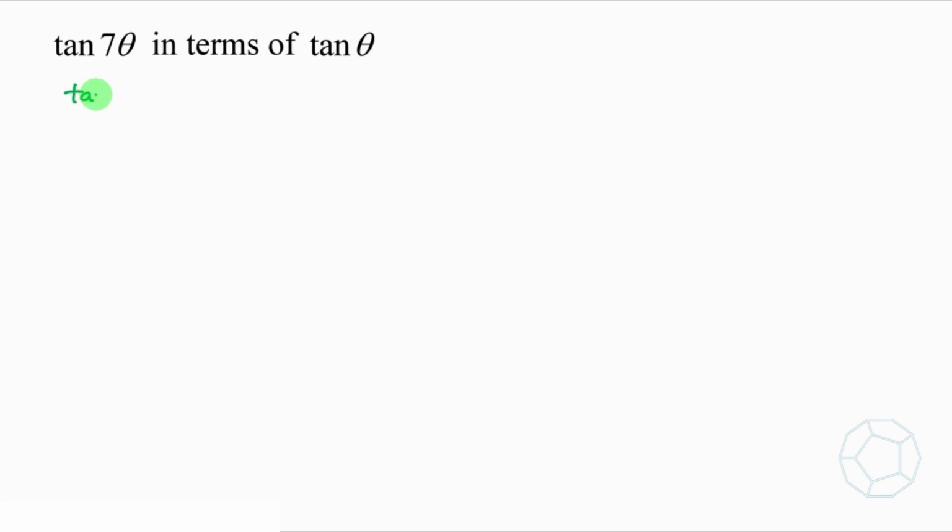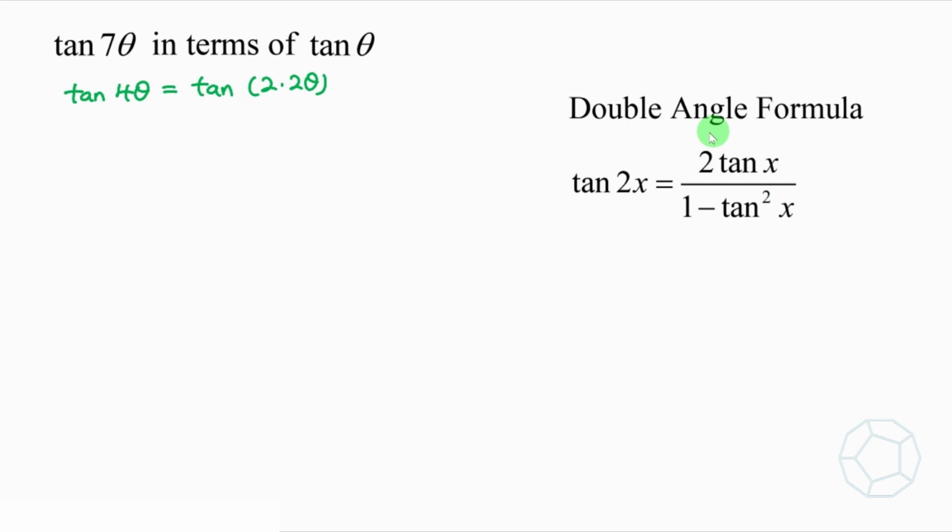Next, we're going to find the formula of tangent 4 theta, which is equal to tangent 2 times 2 theta. Apply the double angle formula for tangent 2x. We put x equals to 2 theta. Then tangent 4 theta is equal to 2 times tangent 2 theta over 1 minus tangent square 2 theta.